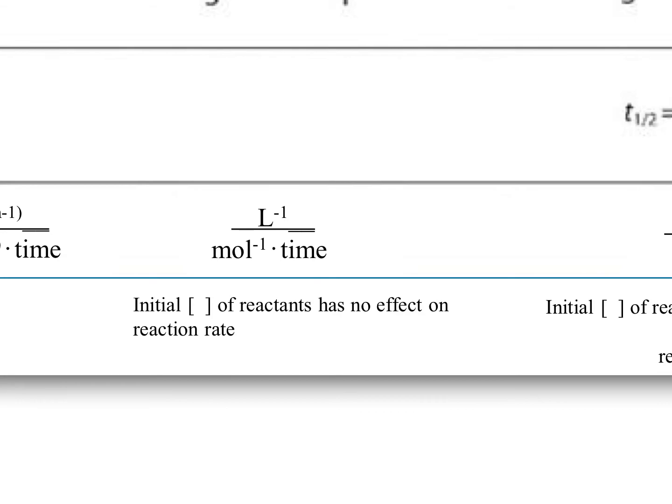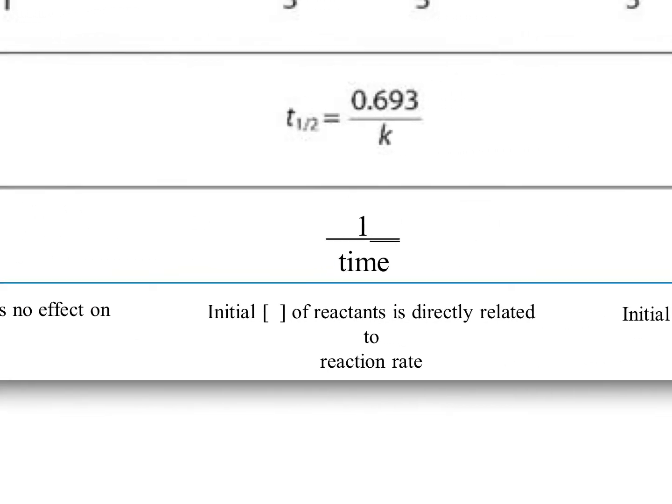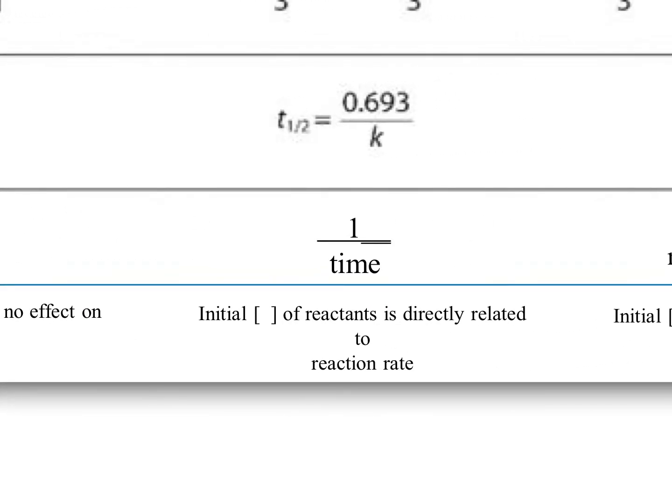In a zero order reaction, the initial concentration of the reactants has no effect on the reaction rate at all. Whether we start out with 10 moles per liter or 1,000,000 moles per liter, the rate will be the same always. For a first order reaction, the initial concentration of reactants is directly related to the reaction rate. So if I start out with 10 moles per liter versus 1,000,000 moles per liter, that rate is going to be exactly directly related to that increase in concentration.